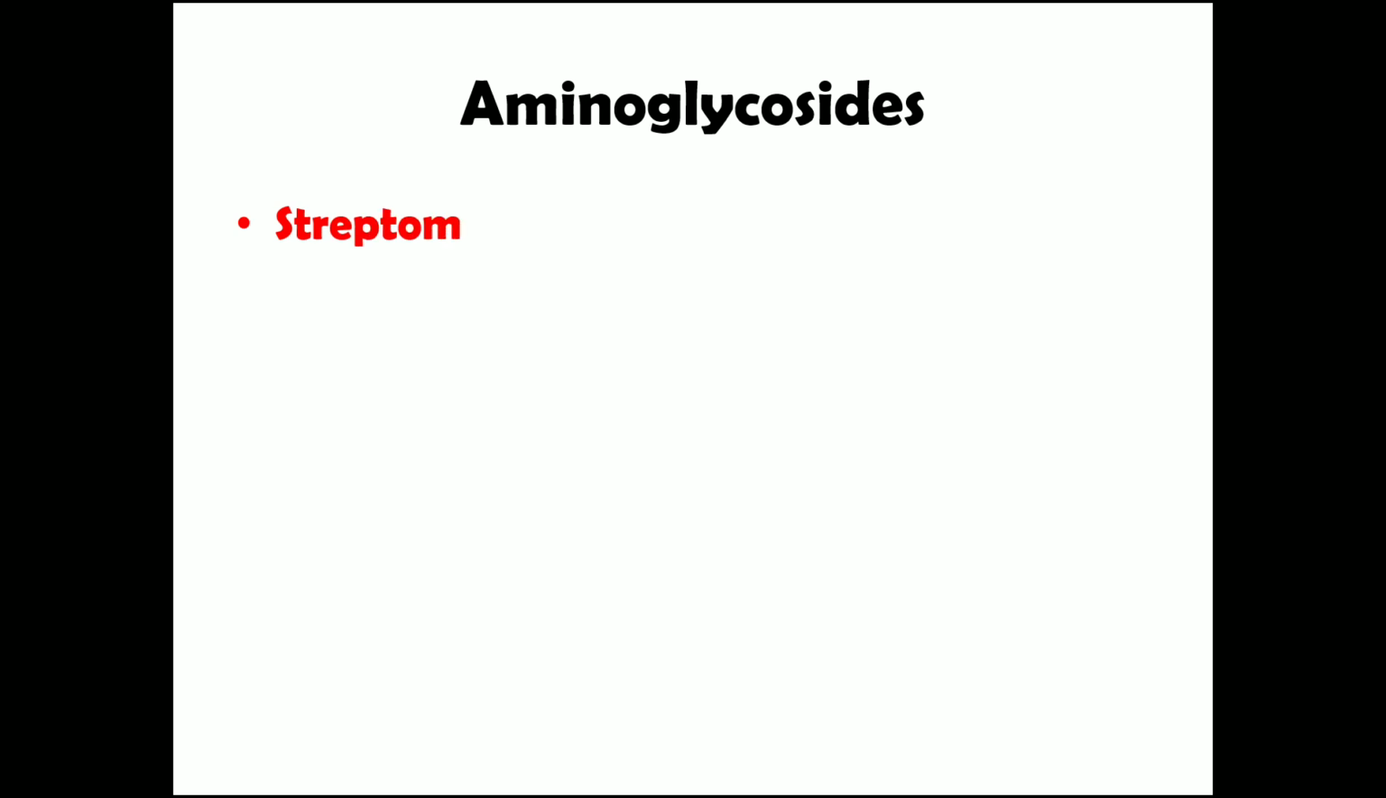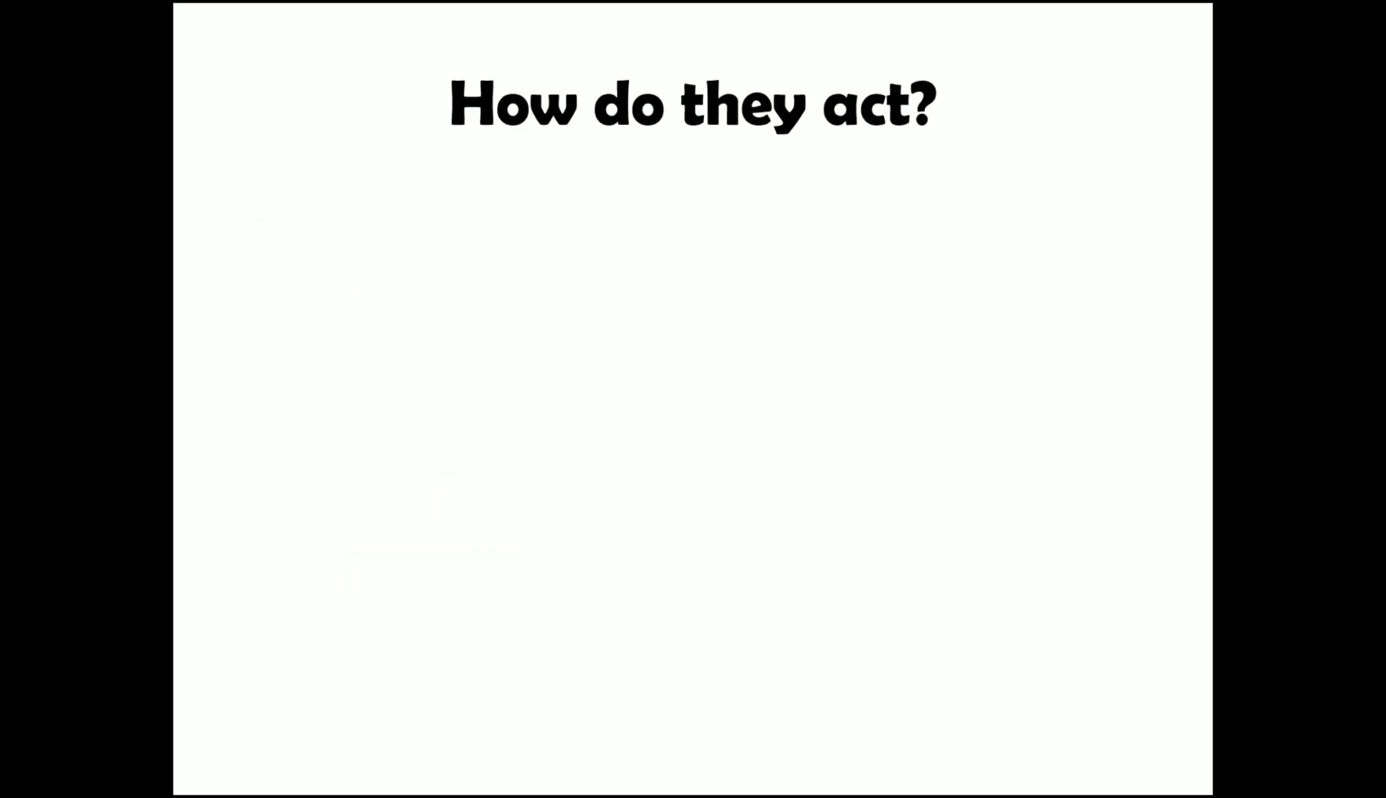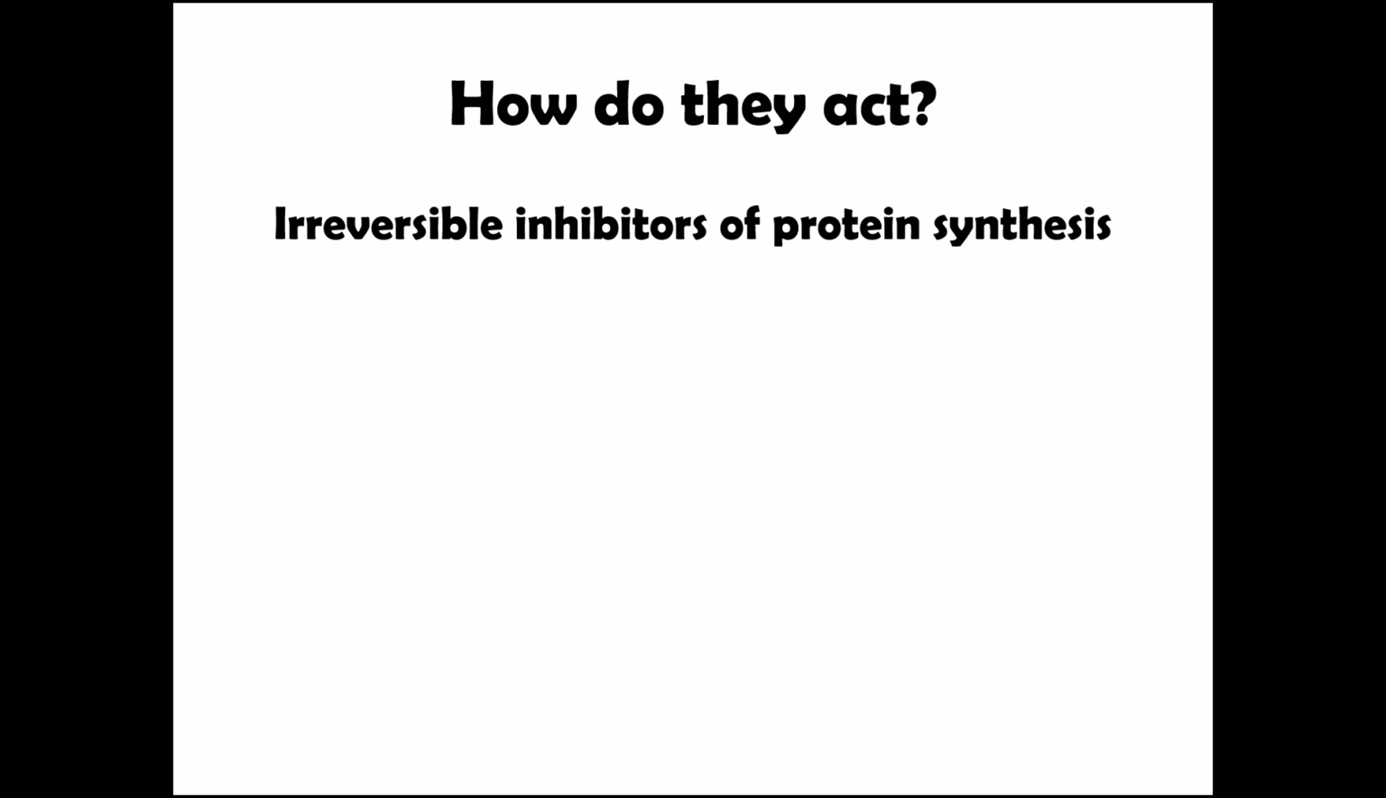Aminoglycosides include drugs such as streptomycin, neomycin, kanamycin, amikacin, gentamicin, and tobramycin. How do they act? They are irreversible inhibitors of protein synthesis. So they inhibit the protein synthesis in the bacteria, and that's obviously not a good thing for the bacteria. Without adequate proteins, the bacteria are going to die.